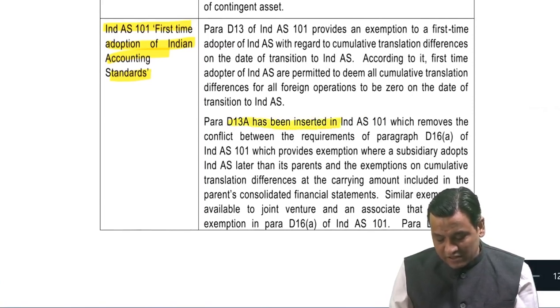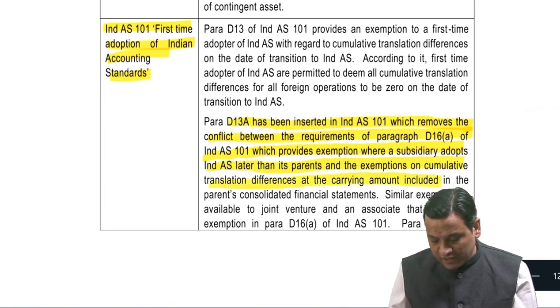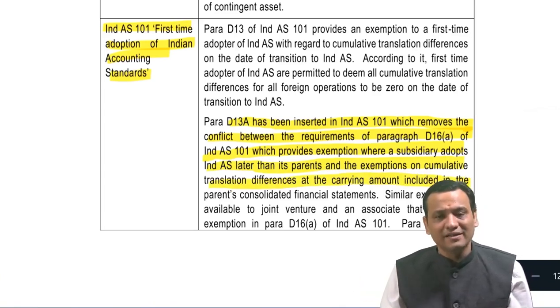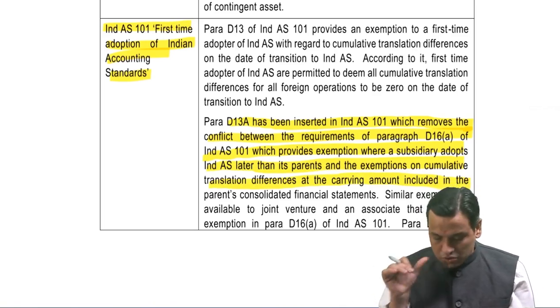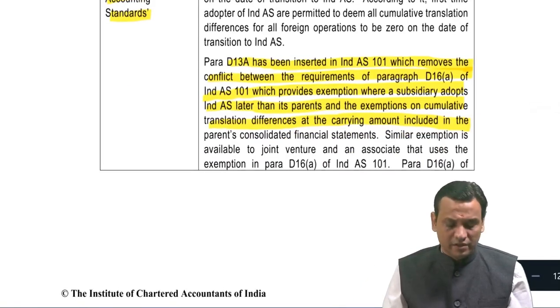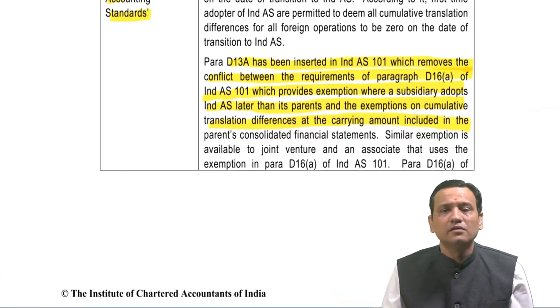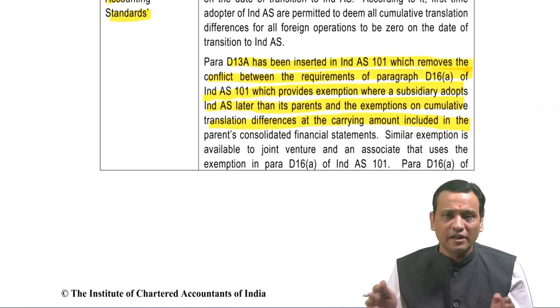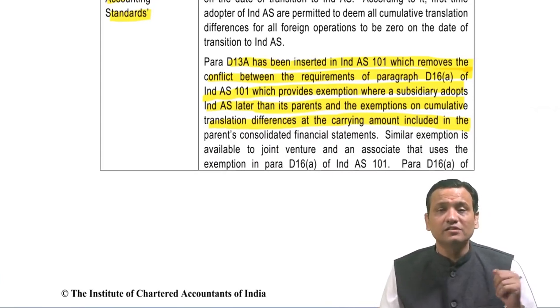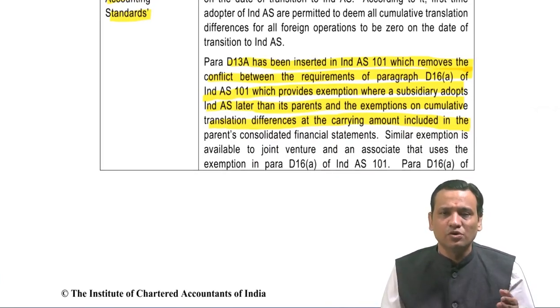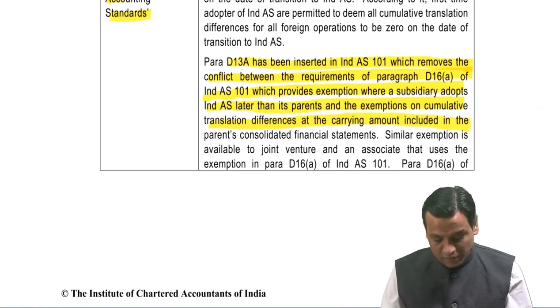D13A has been inserted in Ind AS 101, which removes the conflict between the requirement of para D16 and the exemption on cumulative translation difference at the carrying amount included in parent CFS, where the subsidiary adopts Ind AS later than its parent. Where the Ind AS has been adopted by the subsidiary later on and the parent has adopted earlier, there was a conflict about when we should consider this translation difference to be zero. So that conflict has been removed.